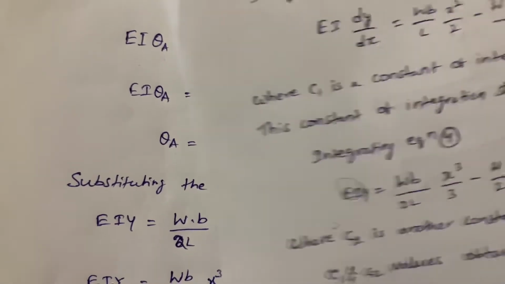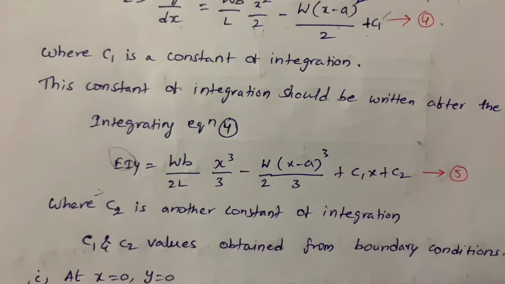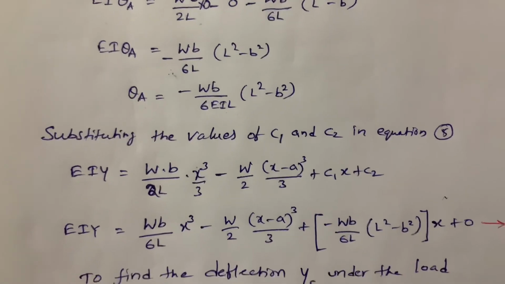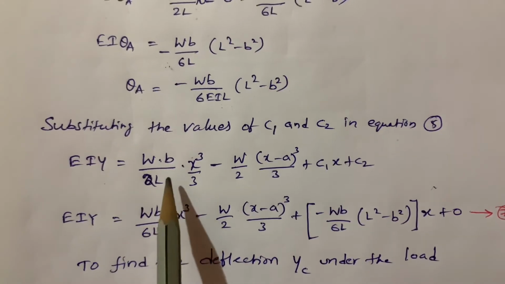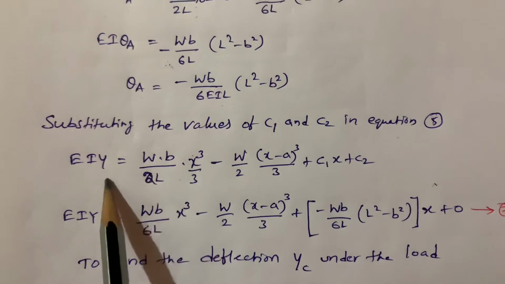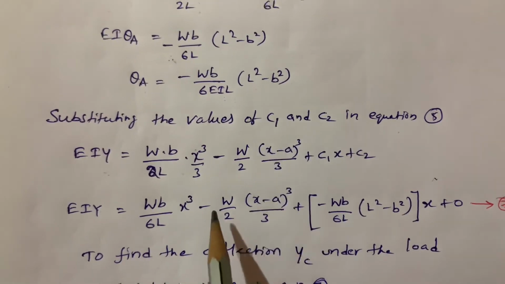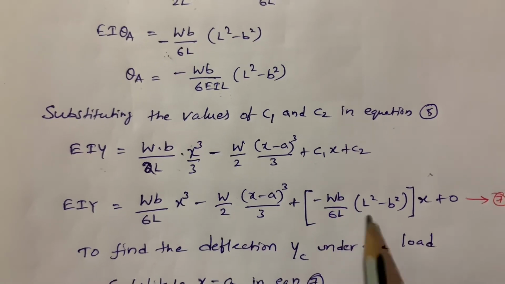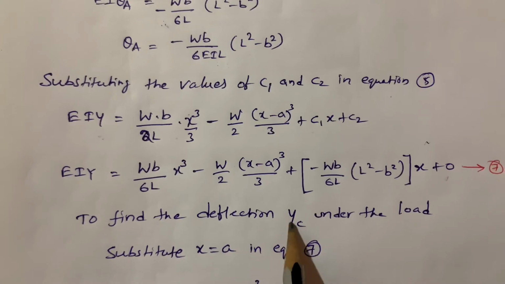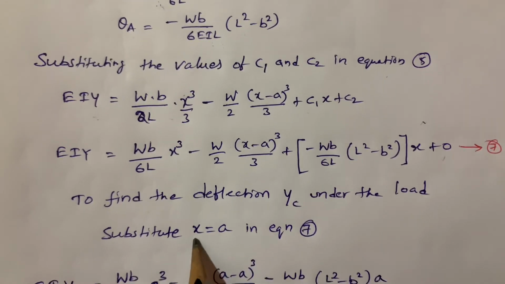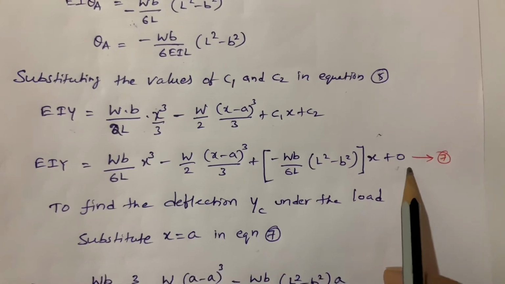Okay, so this is our equation 5. Okay, C1 C2 values I am substituting. So EI by, again I am writing the same equation here, fifth equation. So this is our fifth equation, and C1 value I substituted, this is the C1 value, and C2 is 0. Okay, so to find the deflection YC under the load, substitute x equal to A in equation 7. So this is the equation 7.